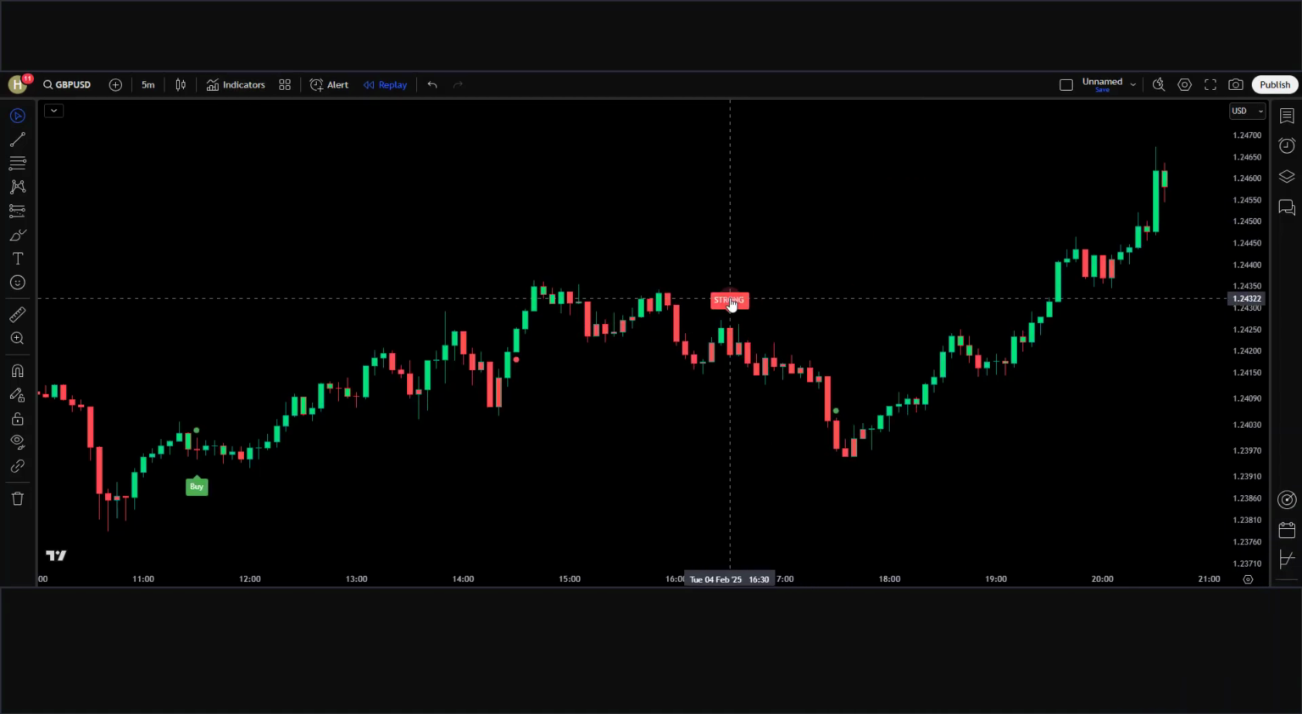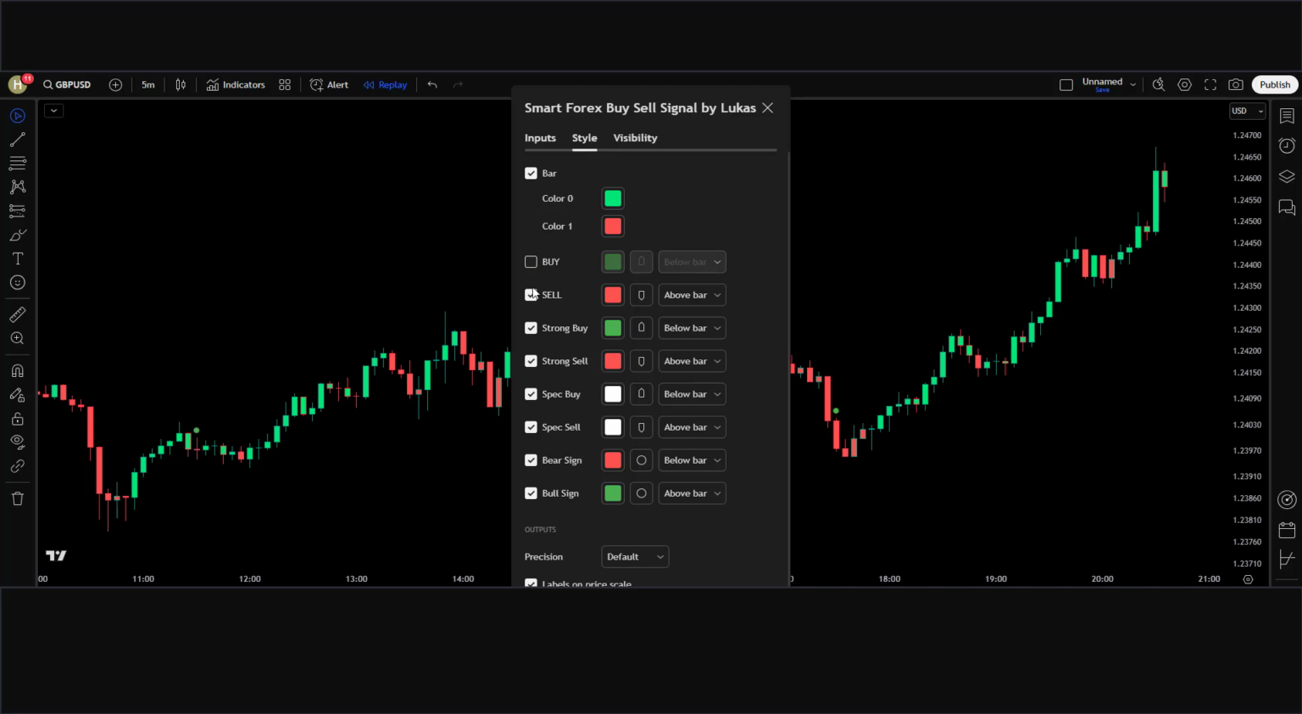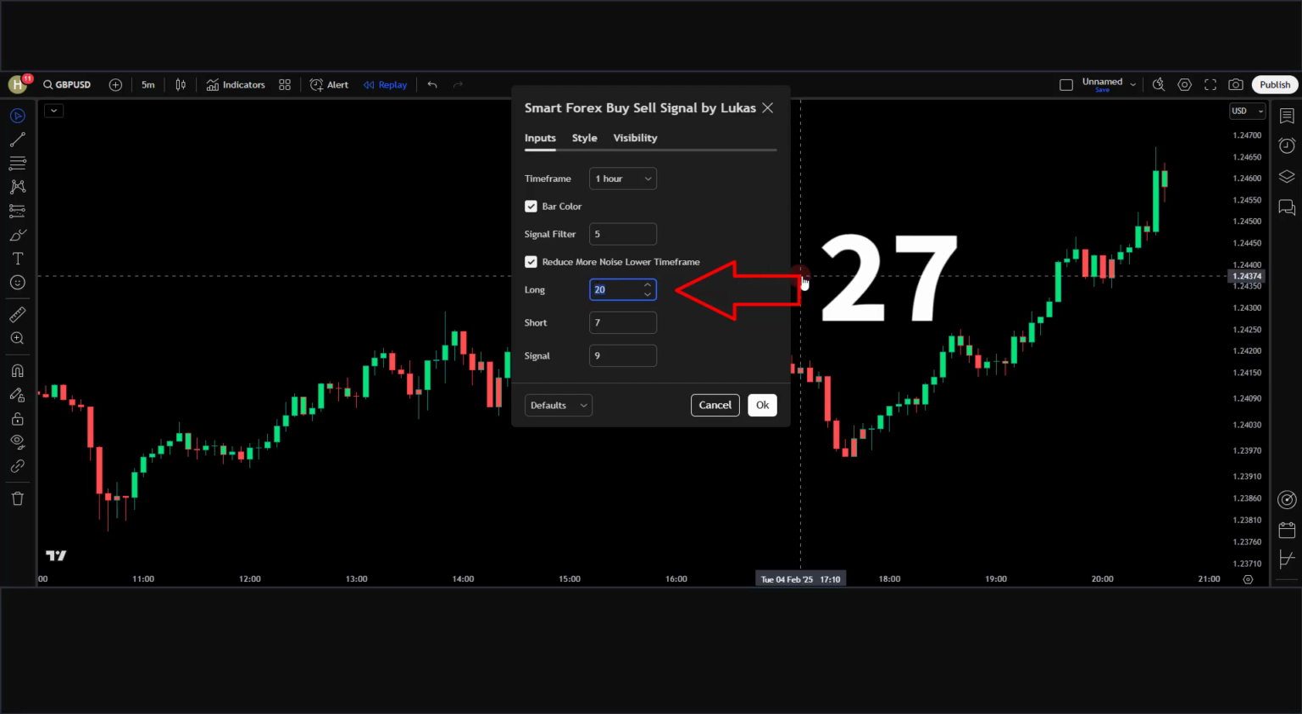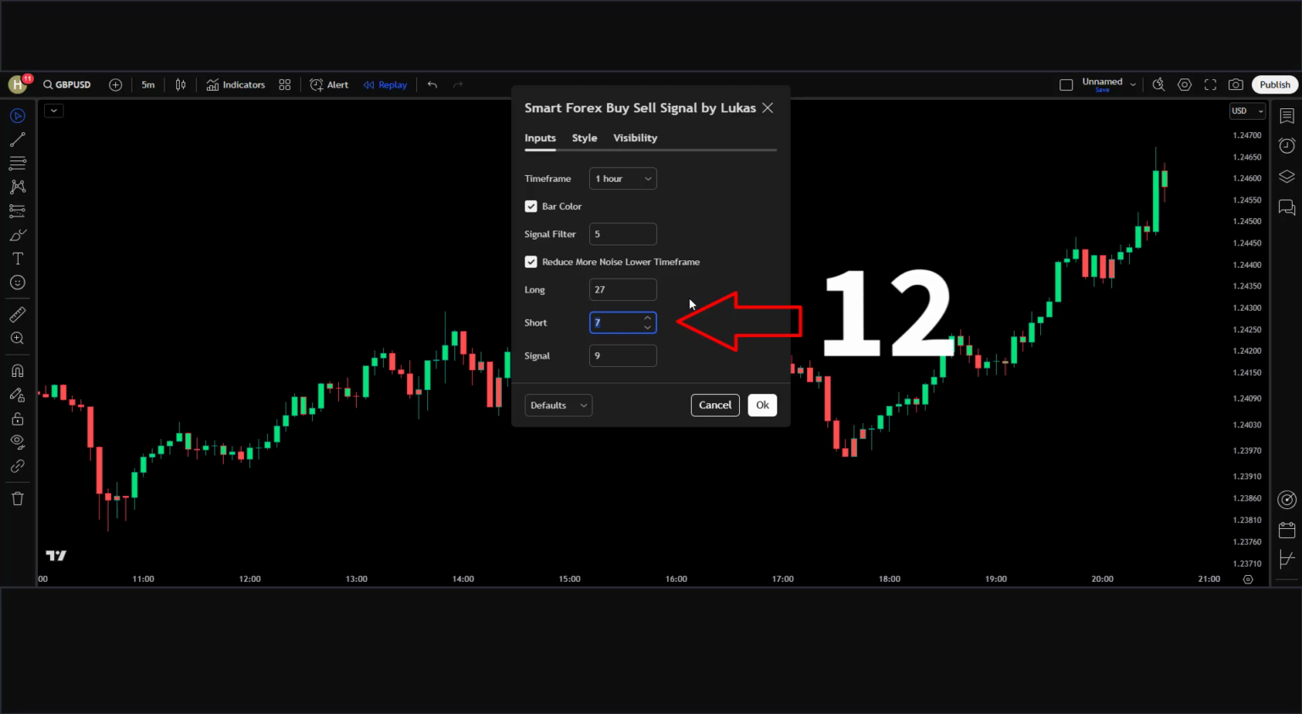Let's change the settings of the indicator. Signal filter 5. Long 27. Short 12. Signal 18.